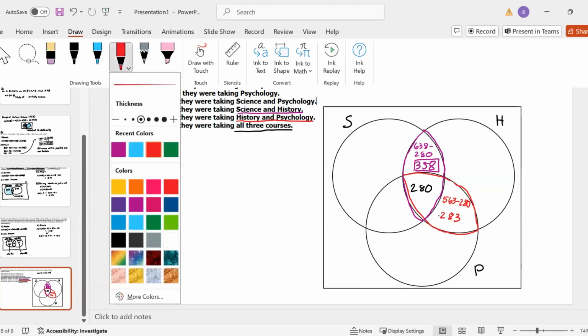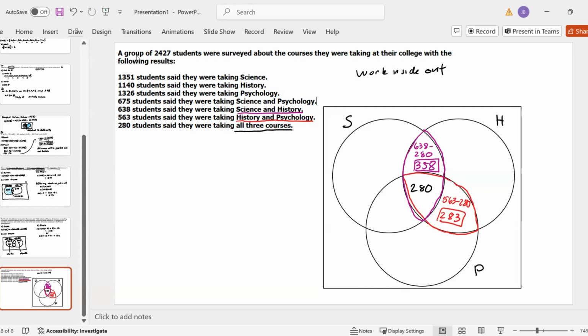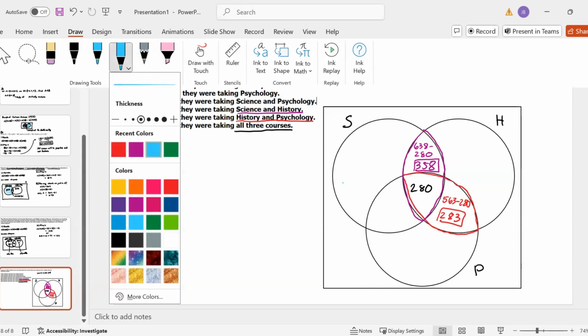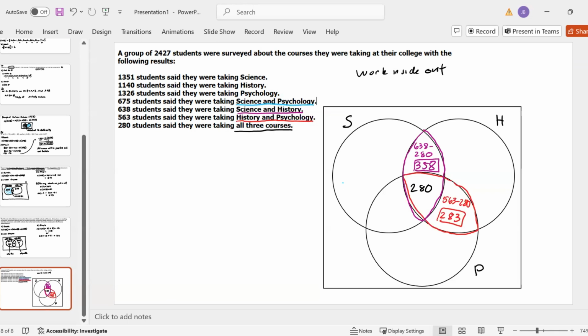Actually, let me go back to my color. And then I just keep going, right? I just keep going in this circle. So then we go to the next one. And so the next one says, okay, science and psychology. So that's going to be this one right here. So we do science and psychology. So 675 minus 280, 395. And there it is. And then now I know how many students took science, history, and psychology.